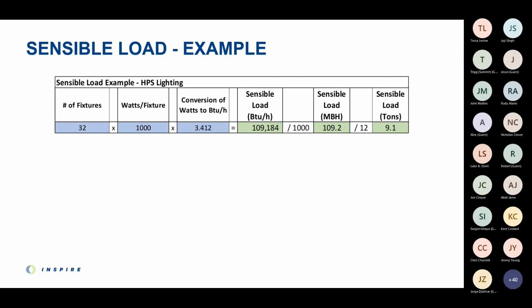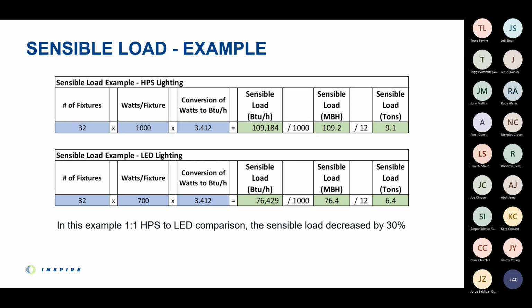Okay, for this example, we have 32,000 watt HPS fixtures in our flower room. We calculate the total wattage of all the fixtures and then convert watts to BTU per hour, which is a measure of energy in the form of heat. And we get a large number. So we divide by 1,000 to make it more manageable to work with. And the result is our sensible load of 109.2 MBH, or what's called mega British thermal units per hour. MBH is really the most common unit.